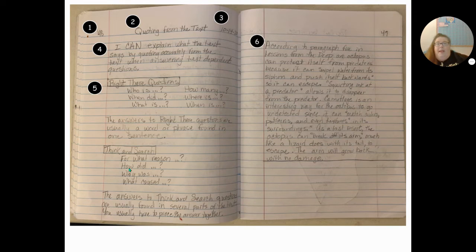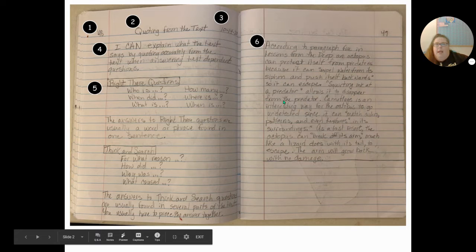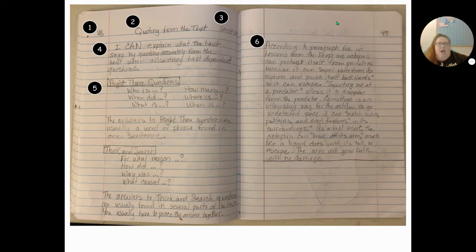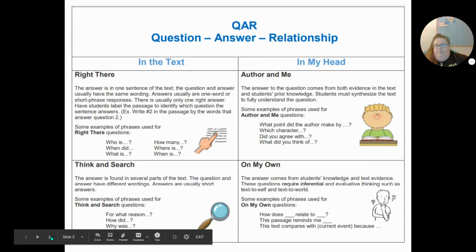This is your notebook and how to set it up. So you'll want to hit pause. Make sure that you include the page number, the title, the date, the I can statement. This is your anchor chart, and this is my stop and jot that I'll share with you later. You don't have to copy that down. So go ahead and press pause and get that notebook ready.